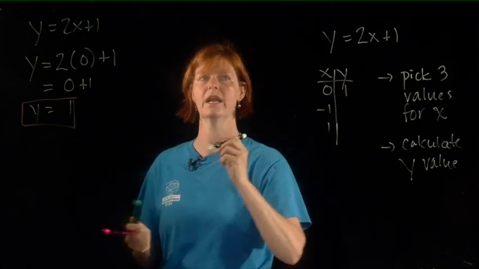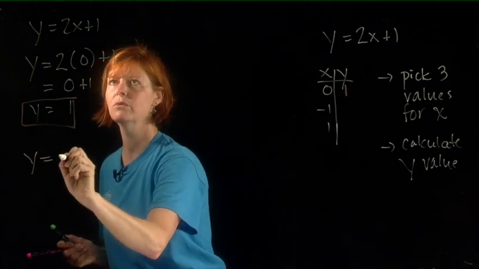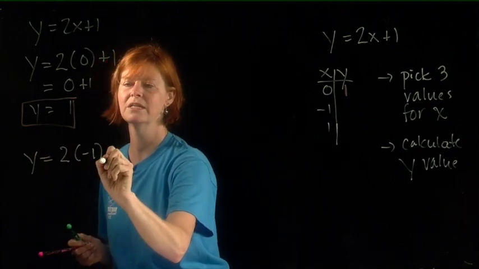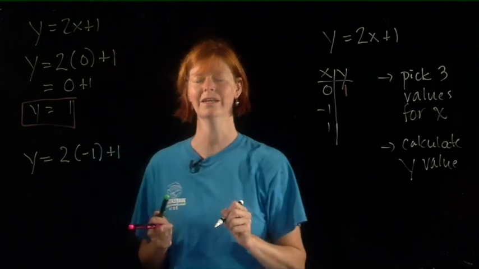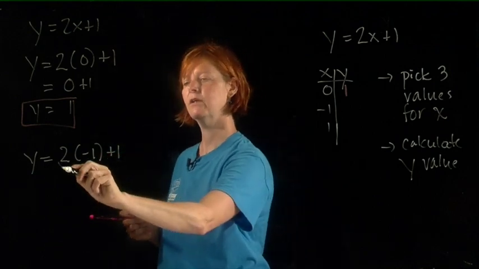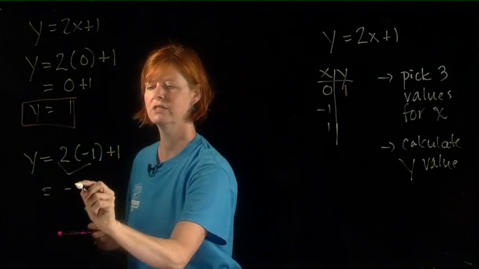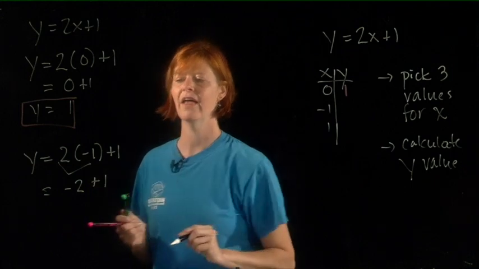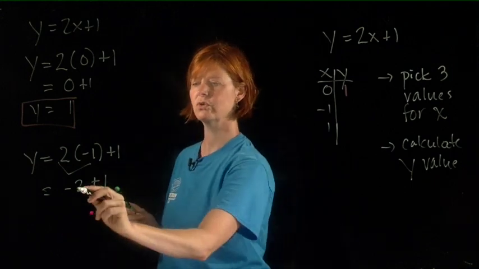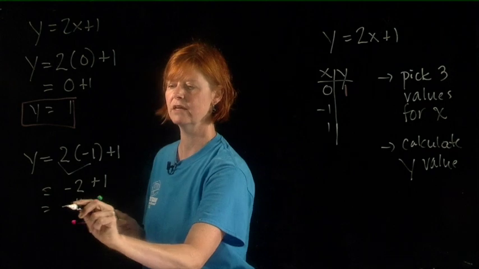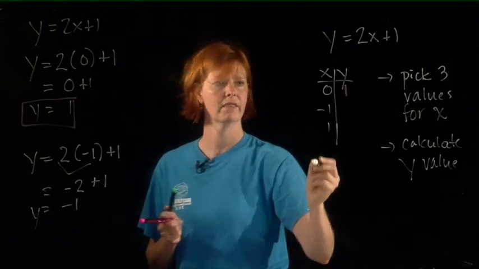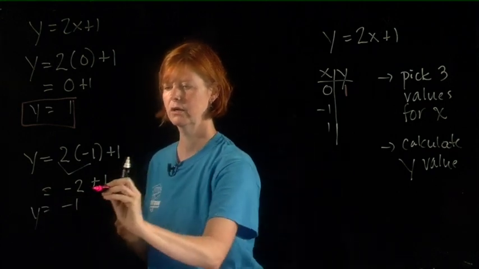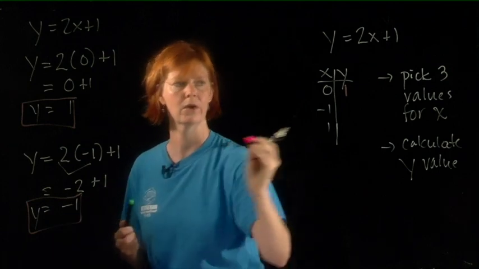Let's do the next one, -1. Y equals 2 times -1 plus 1. And I'm going to multiply. Order of operations says do that first. And then I do the addition subtraction. So -2 plus 1 is -1. Okay, that value right here goes right here.